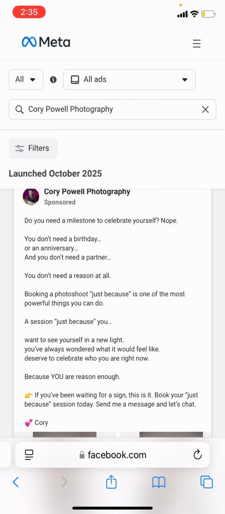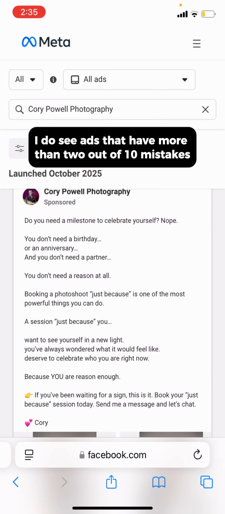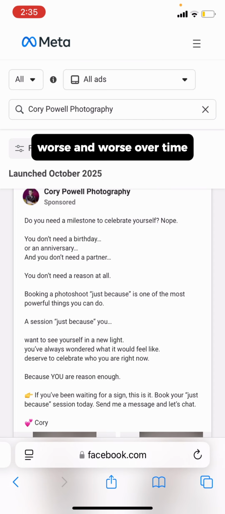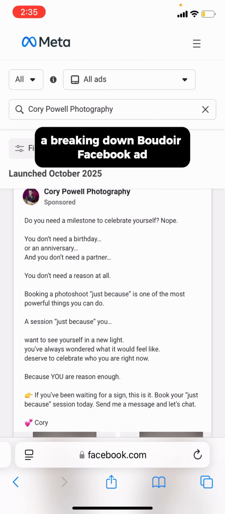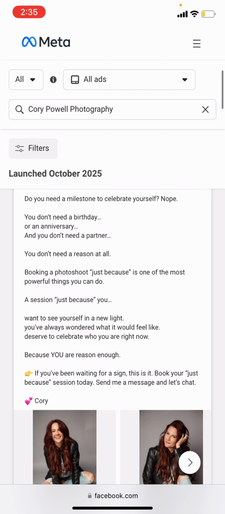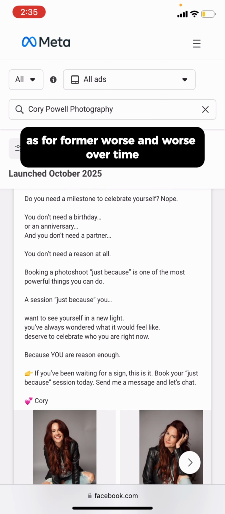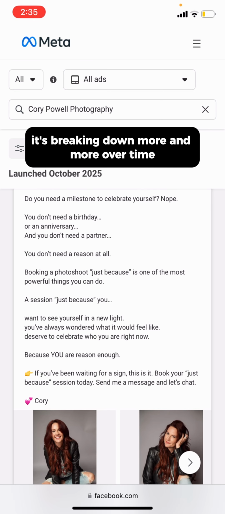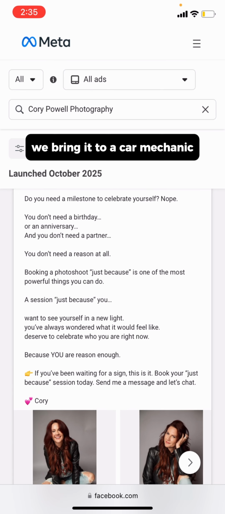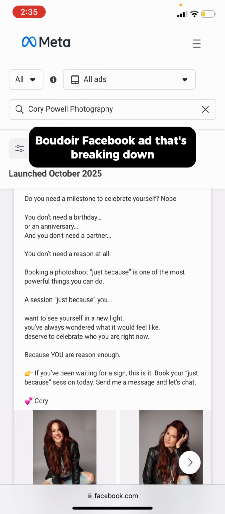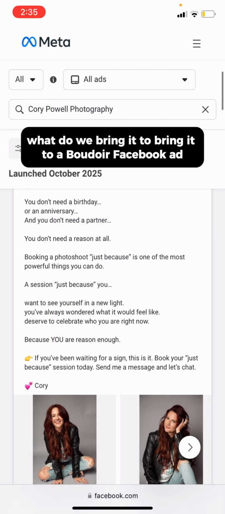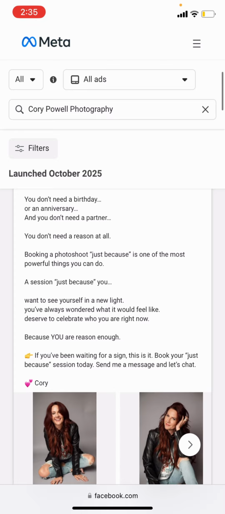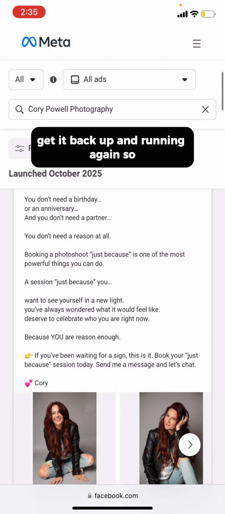Now I do see ads that have more than 2 out of 10 mistakes that I already know are going to be performing worse and worse over time, and I consider those a breaking down boudoir Facebook ad. Basically similar to a car that's performing worse and worse over time, breaking down more and more. And where do we bring a car that's breaking down? We bring it to a car mechanic. Similarly, if we've got a boudoir Facebook ad that's breaking down, we bring it to a boudoir Facebook ad mechanic to get the mistakes fixed, get it back up and running again.